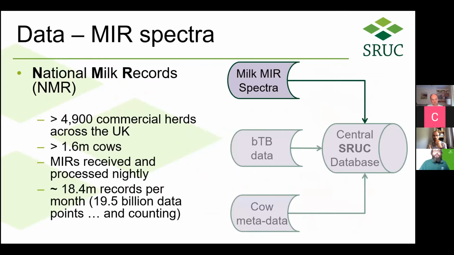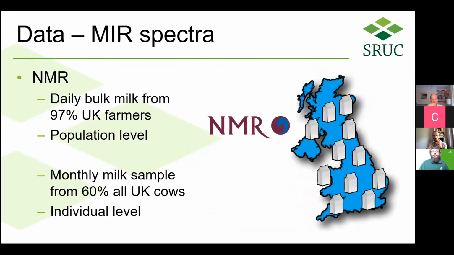For this, we're working, as I said earlier, with our long-term collaborators, National Milk Records, and we have access to all their herds. So this gives us a lot of information on a lot of cows. Just for information, NMR processes 97% of UK farms' daily bulk milk. So that's the population level that happens every single day. On the monthly routine side, the data that we're working with covers more than 60% of all UK cows. That's a lot of data available to us. And what's really important is that a lot of these animals are in the high TB areas in Wales and England.